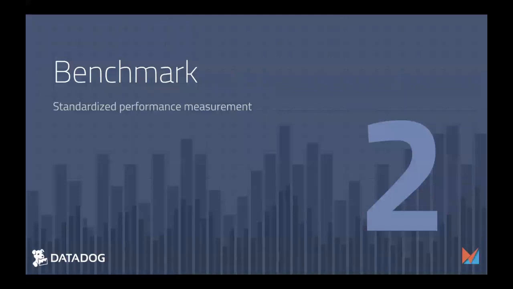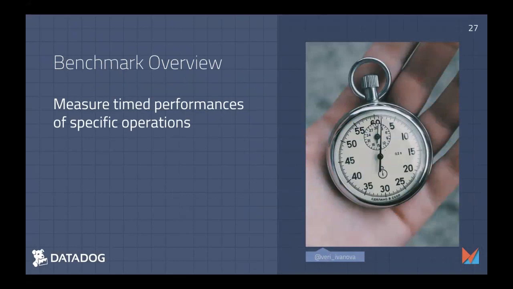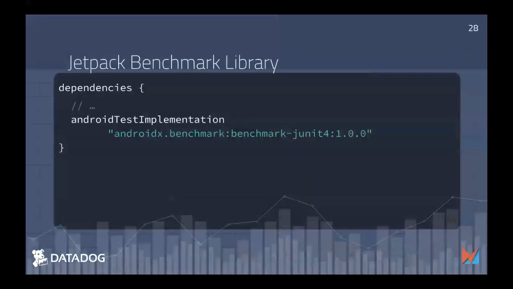The second tool I'm going to talk about is the benchmark tool, which is a Jetpack library used to standardize performance measurements. The idea is that you're going to measure timed performance of specific operations. You're going to have some operation that you do over and over and over again, and you measure each run, and then you can compile the information that on average, this method is going to take 10 milliseconds or 20 milliseconds or 1 second or who knows. So it's a Jetpack benchmark library.